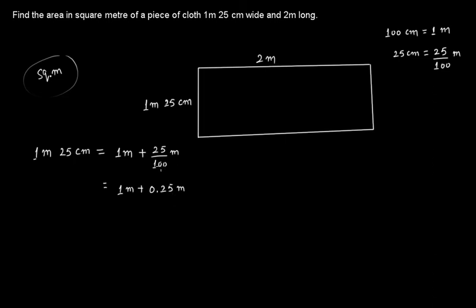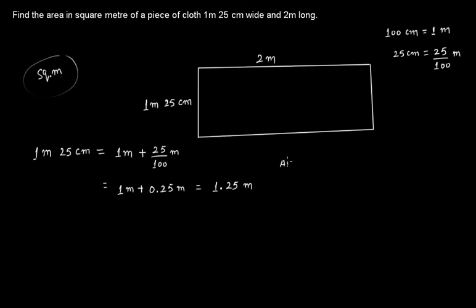How many zeros do we have? 2 zeros. So starting from the extreme right digit, count 2 times, 1 and 2, and then place the decimal here. That will be 0.25 meter. If you add these two, that is 1 and 0.25, you will get 1.25 meter.